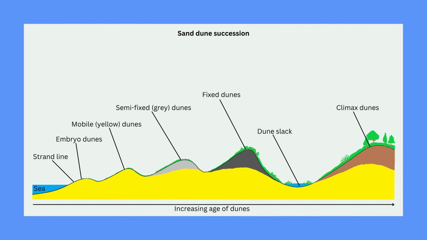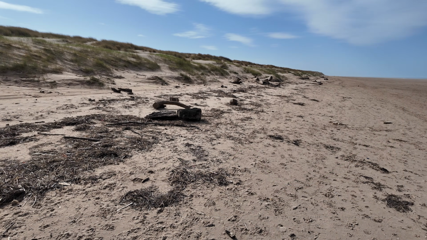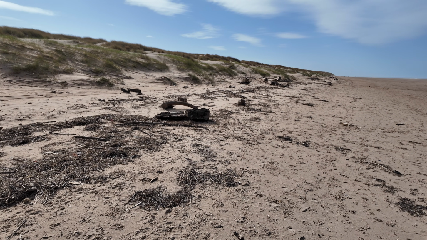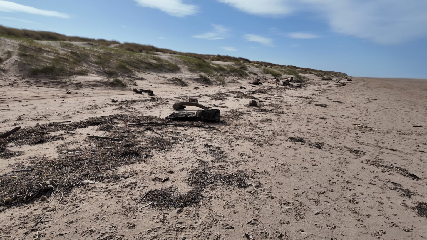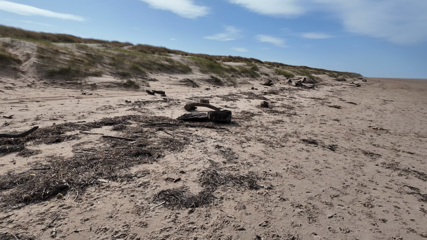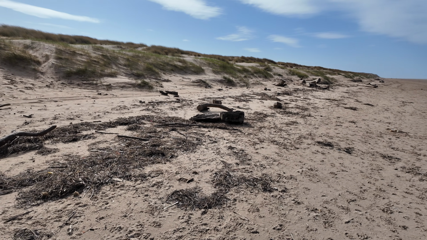Sand dune succession describes how sand dunes and their vegetation changes as you move inland. Several lines of sand dunes may run parallel, and they will have distinctive vegetation. The sand dune system starts at the strand line, which is found at the high water mark. This is where debris is deposited at high tides.